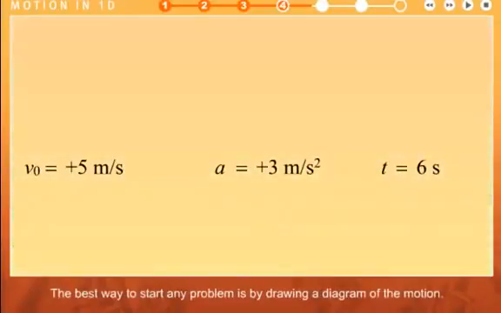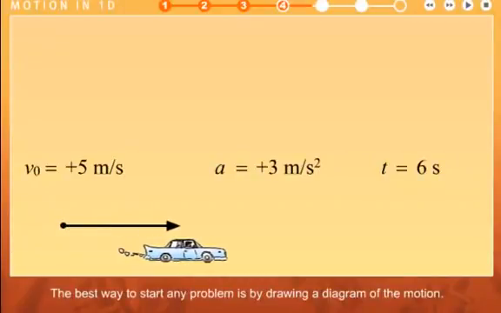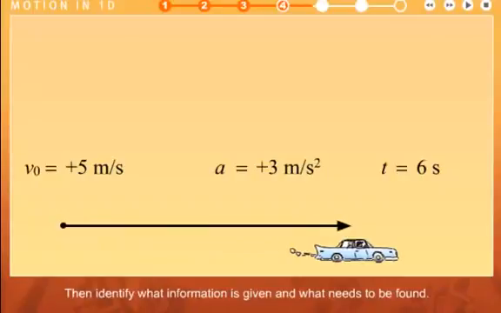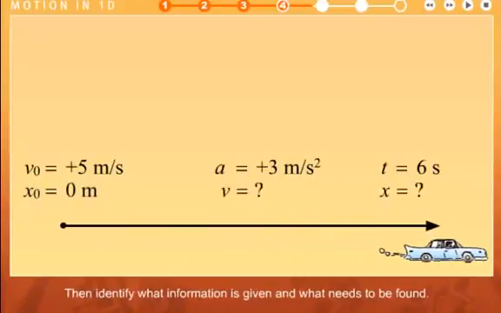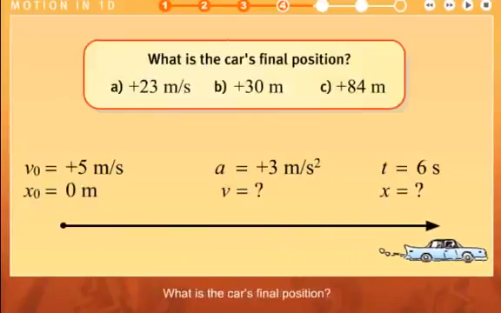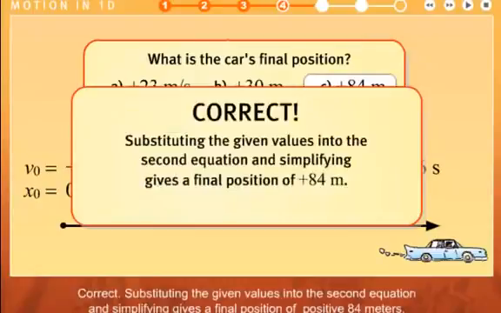The best way to start any problem is by drawing a diagram of the motion. Then identify what information is given and what needs to be found. What is the car's final position? Correct. Substituting the given values into the second equation and simplifying gives a final position of positive 84 meters.